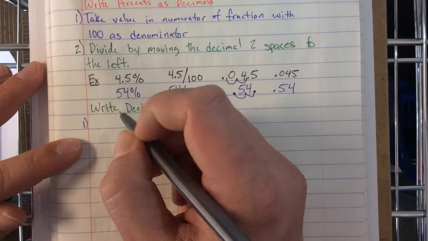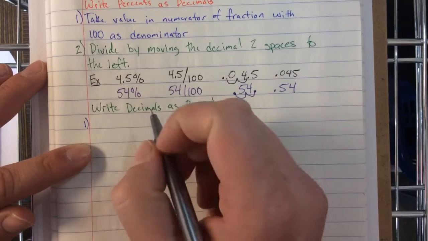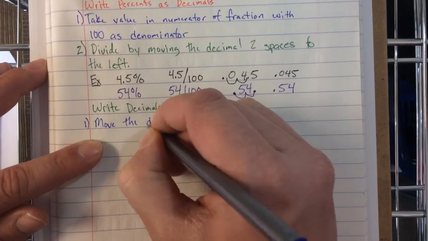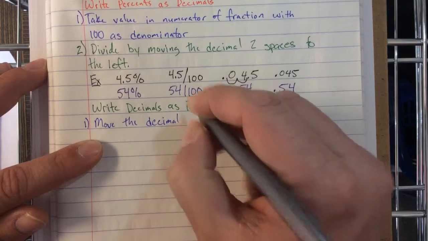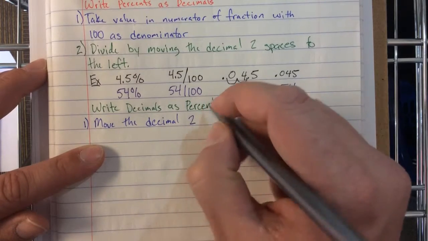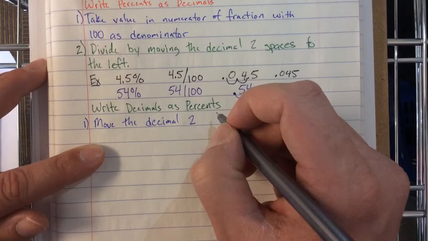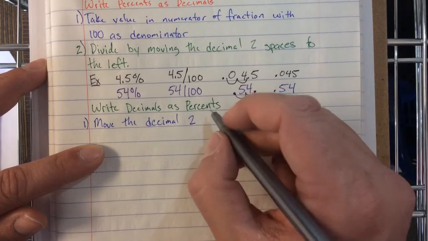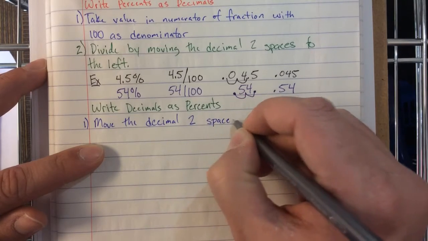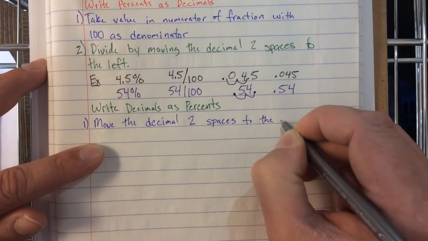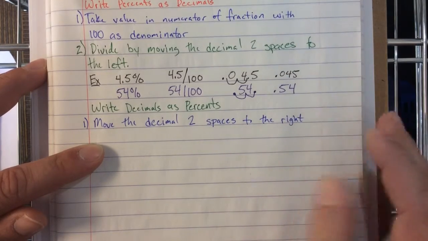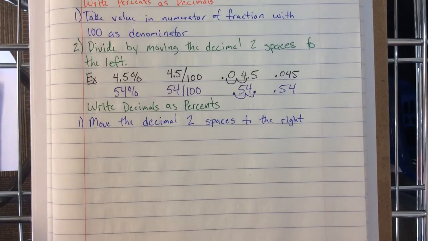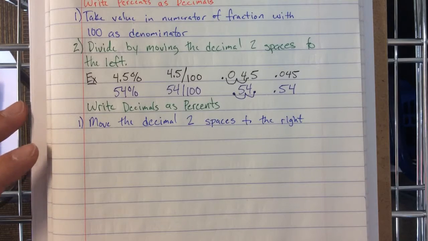So, for writing decimals as percents, we're going to move the decimal how many times? 2 times. Which direction? Left or right? Right. We're going to move the decimal 2 spaces to the right. And our second step will be to rewrite the new decimal as a percent.